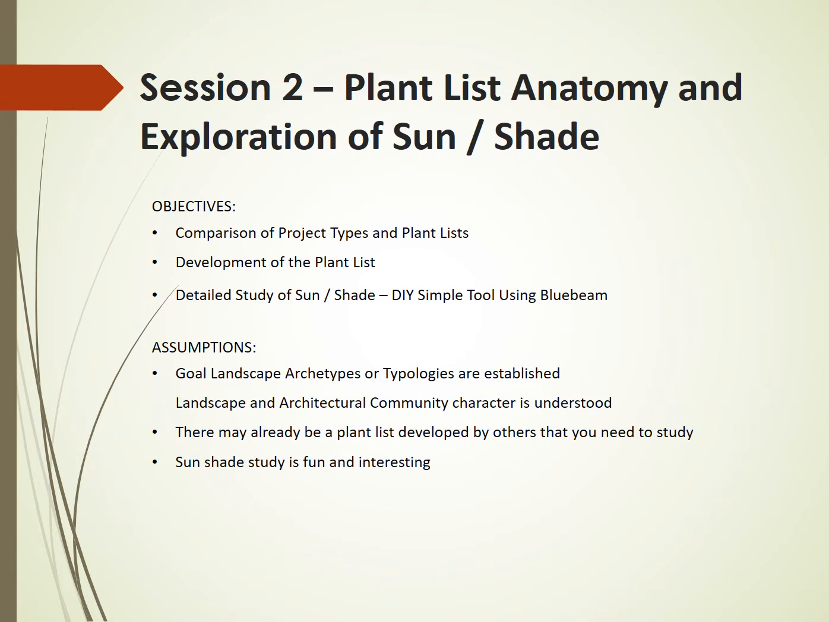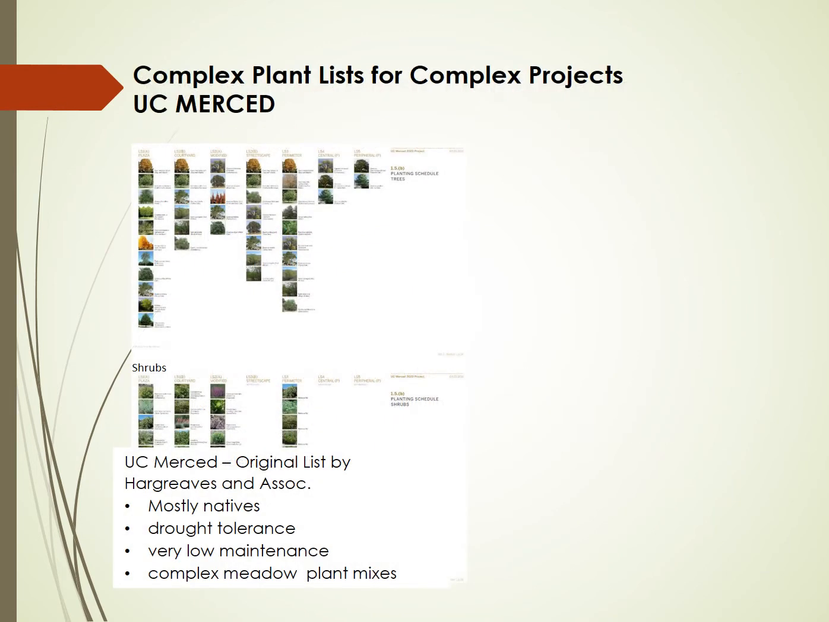Our assumptions for this session are: goal landscapes or landscape typologies are established, and the community landscape character is understood. So we generally know what kind of plants we want. There may already be a design plant list developed by others that you need to study and evaluate, and sometimes the design plant list is developed by you. A carefully considered plant list is the starting point for realization of the landscape concept.